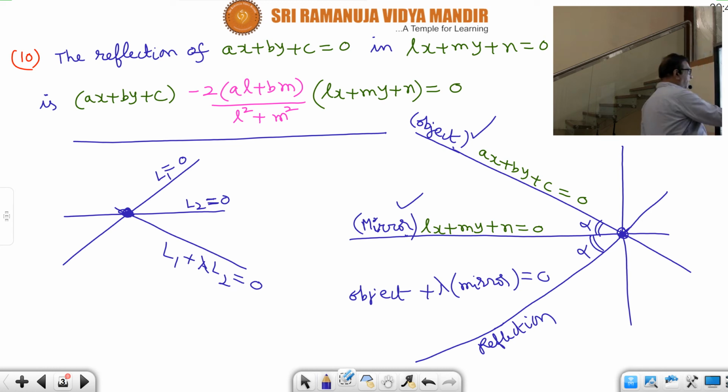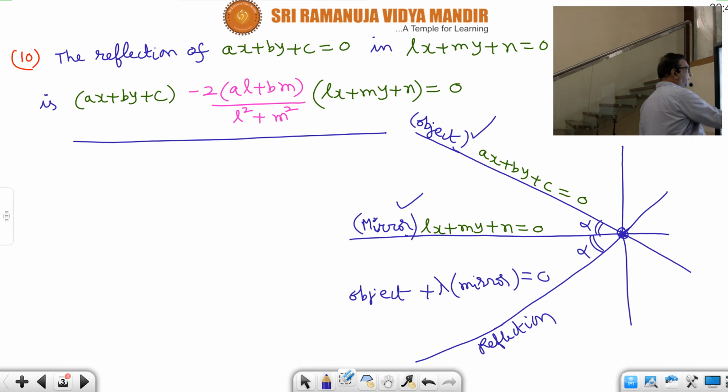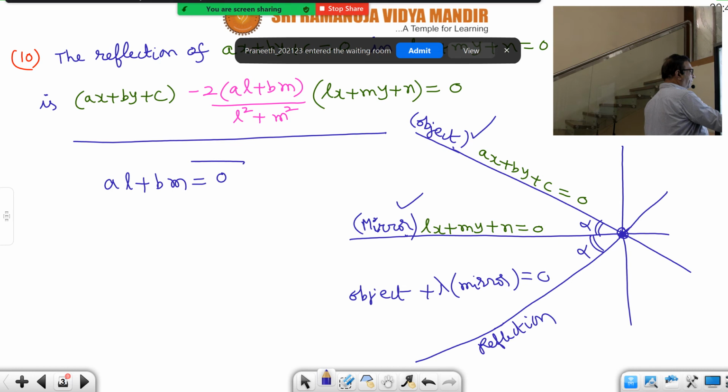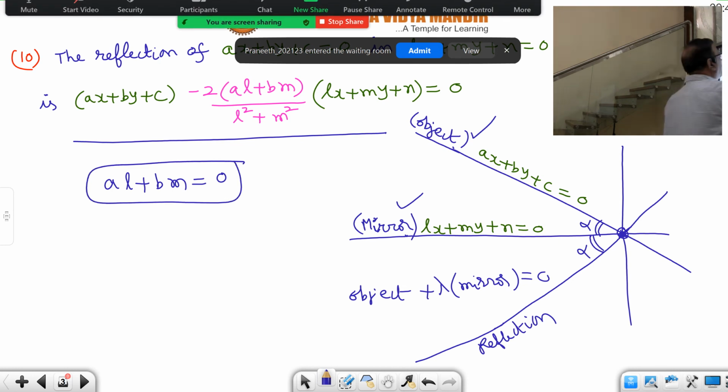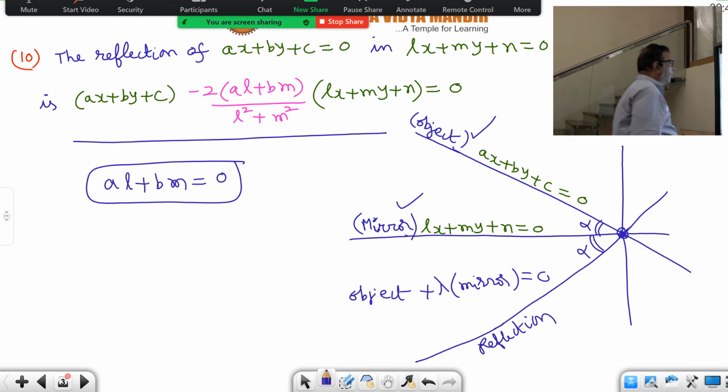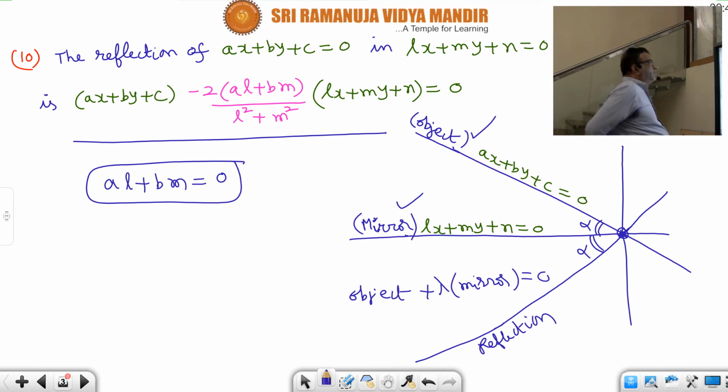This formula, let us study it further. So all of you see the formula. I am going to ask you some questions. All of you see the formula carefully. Object line plus lambda into mirror line. What happens if al plus bm is equal to 0? What happens to the formula? Al plus bm is equal to 0. Come on, read the formula now somebody. If al plus bm is equal to 0, read the 10th formula.